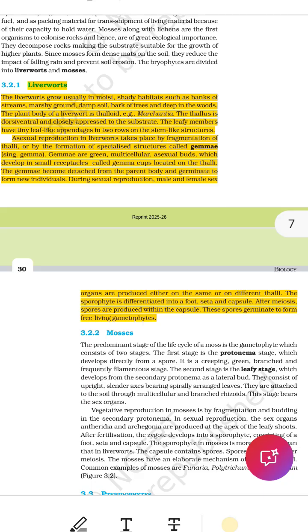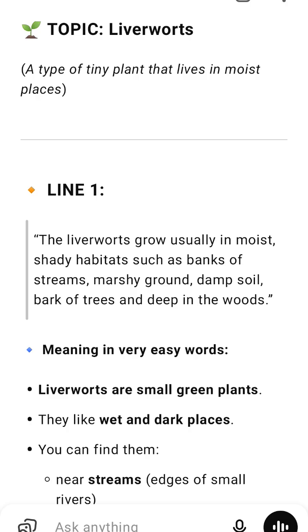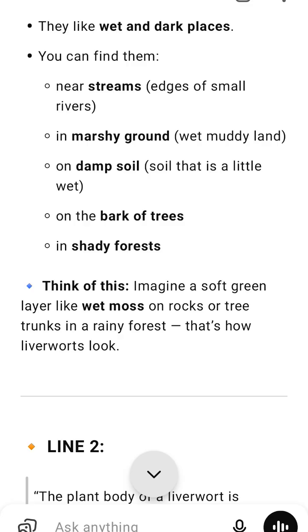What do they look like? The body of a liverwort is called a thallus. A thallus is a flat green sheet-like structure. It is dorsiventral, meaning the top side and bottom side look different. It lies flat, like a green sponge pressed on a rock. Some liverworts also have a leafy appearance, with tiny leaf-like parts arranged in two rows on either side of a thin stem-like structure.